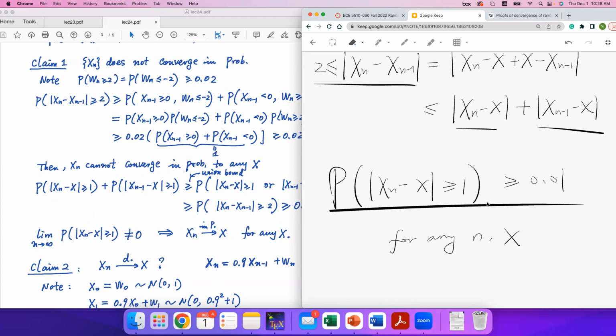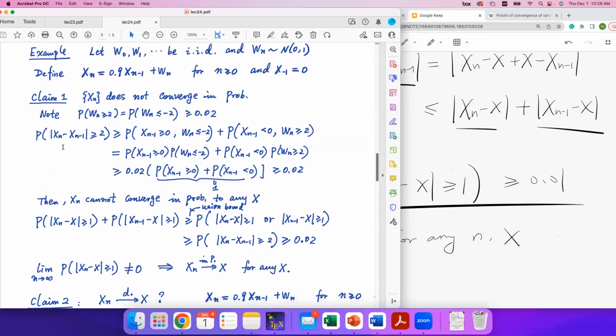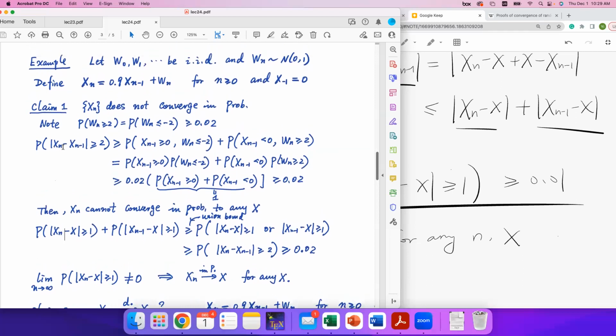And this clearly violates the definition of convergence in probability. Convergence in probability says that you can find an x such that this probability goes to 0. But this claim says that no matter what x you choose, this probability is always bigger than 0.01. So this shows that this random walk does not converge in probability. In the entire universe, you cannot find any random variable such that it converges in probability. I know the logic is a little bit tricky, but this is the nature of random walk, and in this case it is much simplified because everything is IID, independent. So we don't need to worry about the correlation between these noises.